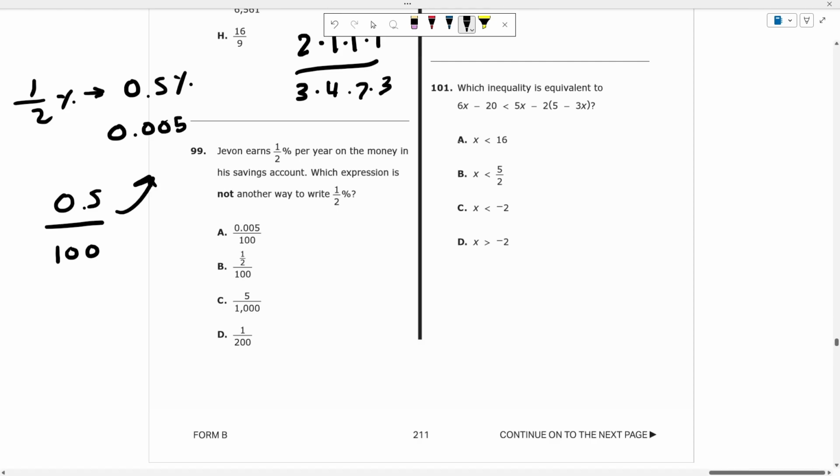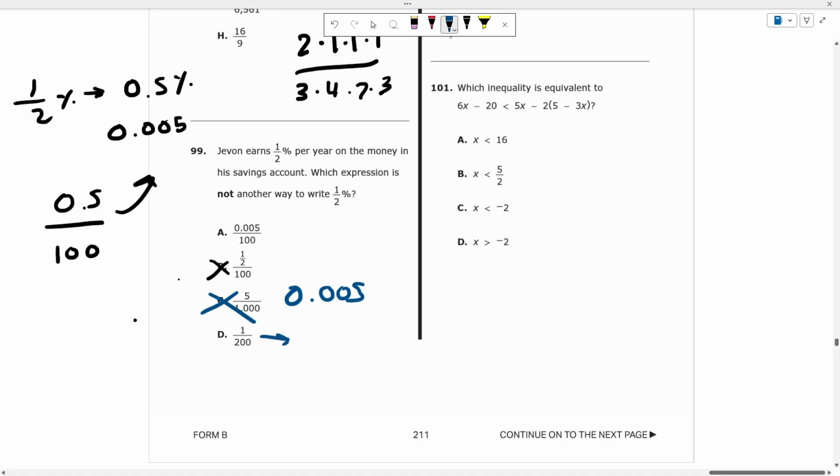So that means that choice B has to be correct, right? Choice B has to be correct because that's literally how you convert a percent into a decimal. You divide the percent by 100 in order to turn it into some decimal out of 100, okay? The same thing goes with choice C. 5 divided by 1,000 is equal to 0.005, which is the same thing as that converted percent.